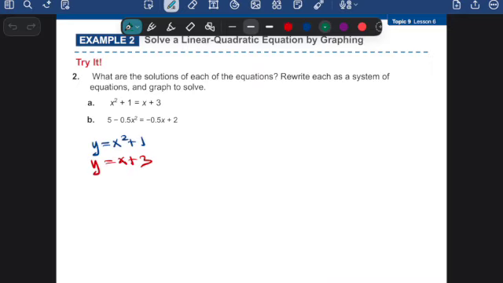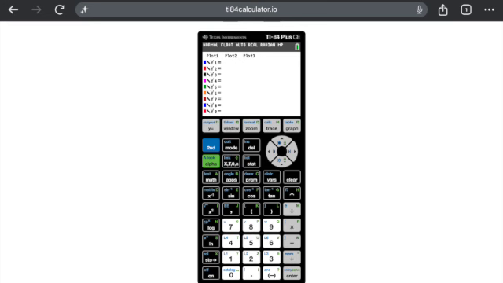For part B, again, you're finding the solution or where they're equal to each other, so just give them both a y. Y equals -0.5x squared plus 5. Notice I wrote it in standard form. And the other equation would be y equals -0.5x plus 2. Let's use our graphing calculator to find the points of intersection. So under y equals, type in the first equation, -0.5x squared plus 5, and then type in the other one, -0.5x plus 2.